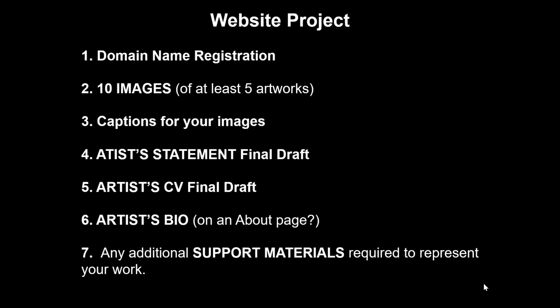For your website project, you're going to have several components due at different stages. First is the website domain registration. Then on your website, you're going to have 10 images of at least 5 artworks. So you can have details or alternate views, but make sure you've got 10 good, high-quality images. You want captions for your images, be that an actual caption that appears on the page next to the image, or text that appears when you hover over the image, or whatever you think is best. But make sure that that information is accessible in some way.